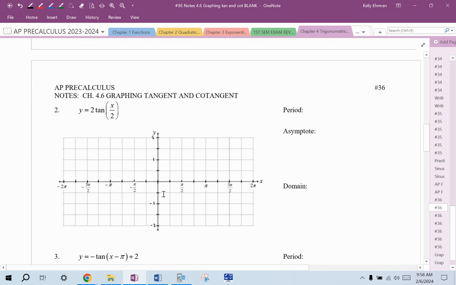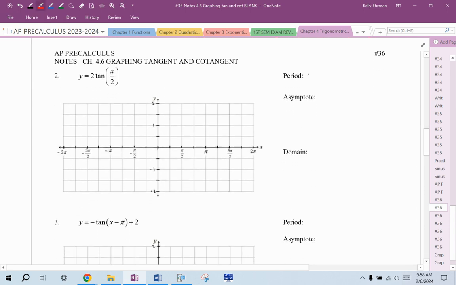All right, let's do another one. So start with the period. The period is pi divided by b. So in this case, that's pi divided by 1/2, which is 2 pi. And remember, we're not going to say divide that into 4 equal parts. This is the distance between a pair of vertical asymptotes.